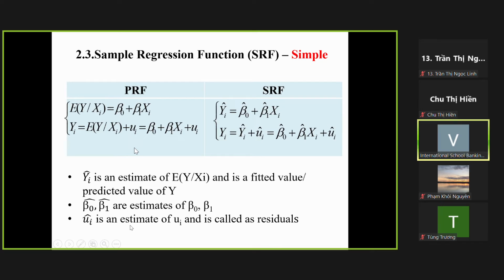U hat is an estimate of U and is called the residuals.